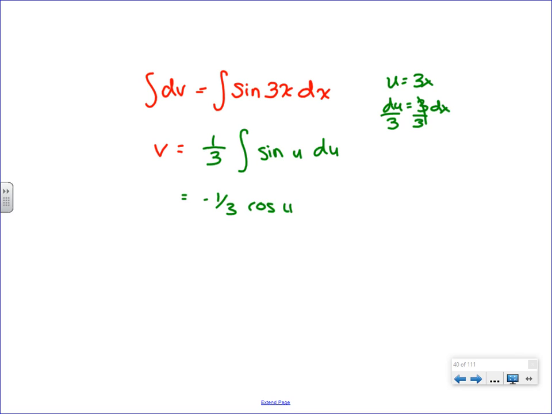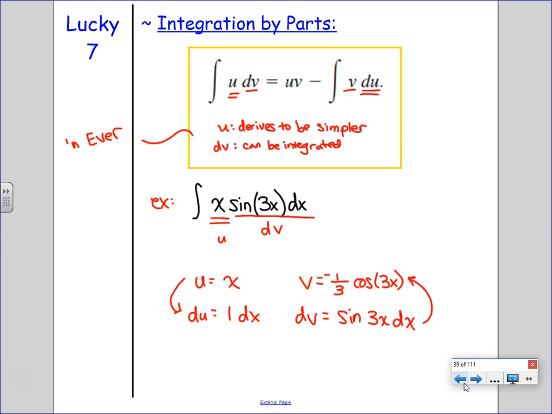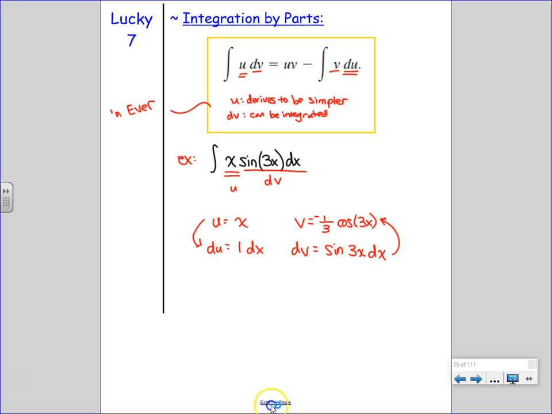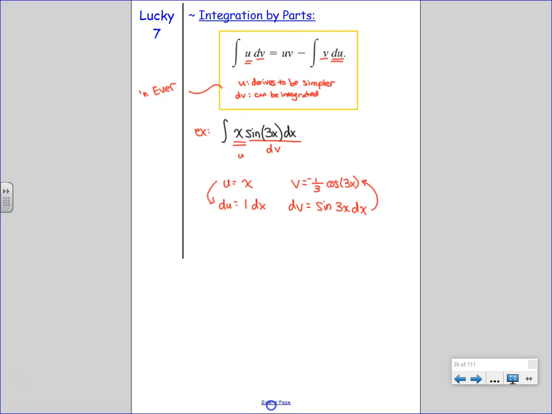And then why no plus c? Technically there is a plus c, except we're not done. And where is it going? Back into an integral, and we're going to have a plus c from that. So we could always put plus c, but there's really no point.